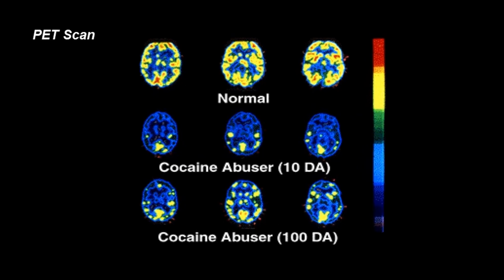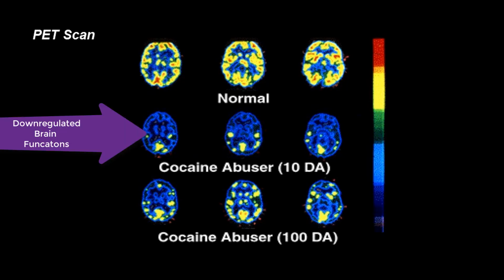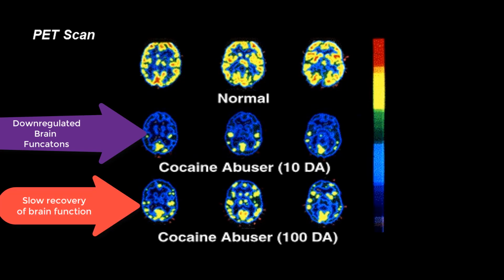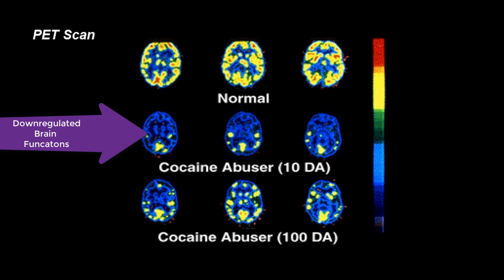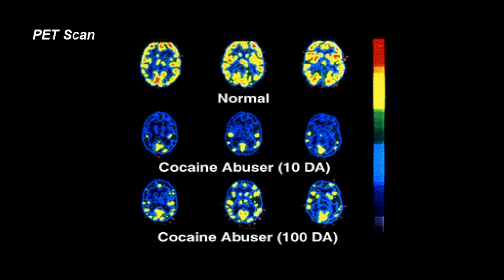And then we can see a normal, these are PET scans, comparative, the normal one at the top, and then the downregulated brain functions 10 days after cocaine, and even 100 days later, the brain is still not fully recovered. So we see some very serious downregulation when people are not actually on cocaine.